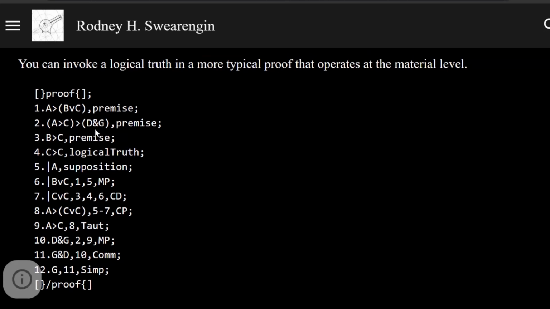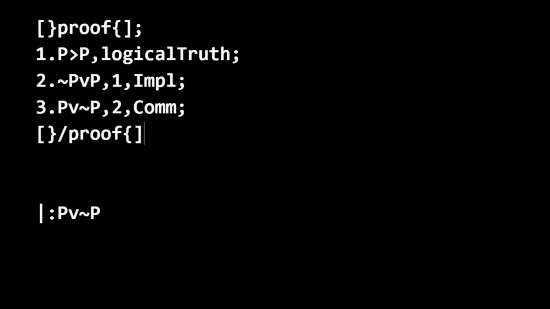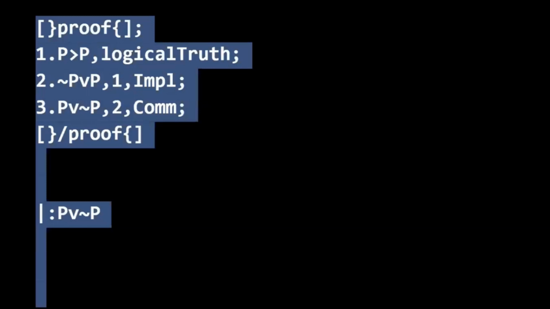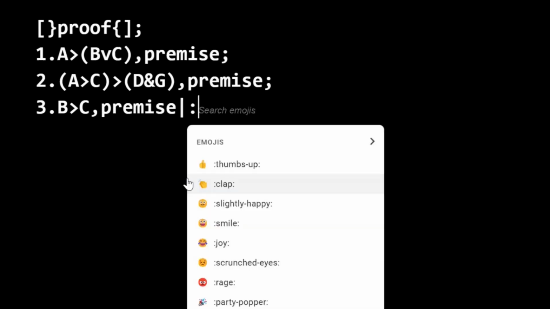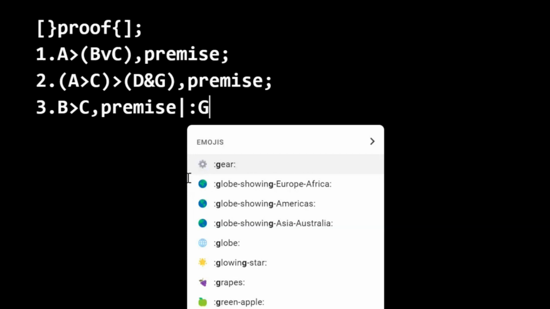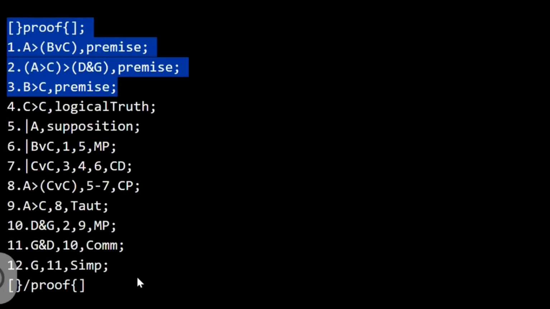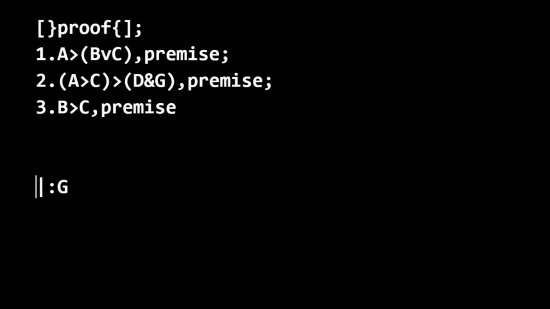So we have a problem here that looks like this, with, let's see, I think we're proving G. Okay, so we're going to set aside the conclusion we're seeking. And here I'm going to invoke a logical truth, C only if C.